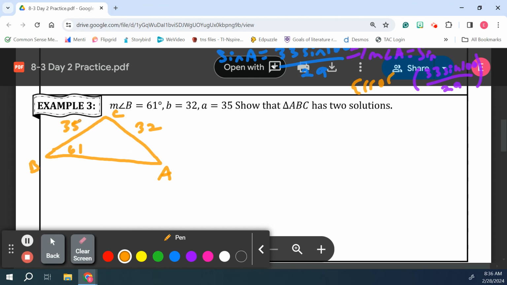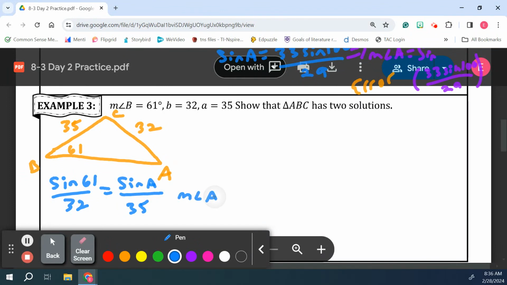So again, first step, let's solve for the angle A. So the sine of 61 over 32 equals the sine of A over 35. I want you guys to solve for this angle. Someone just tell me, what is the measure of angle A? It is not undefined this time, so something will go wrong if you get that.